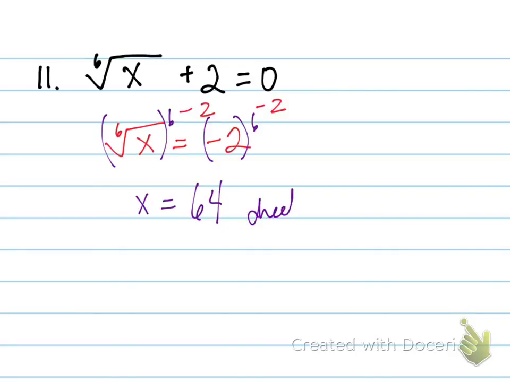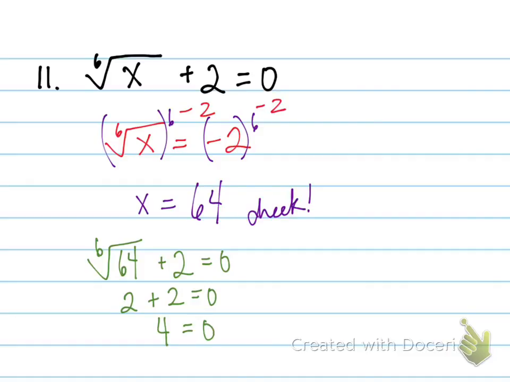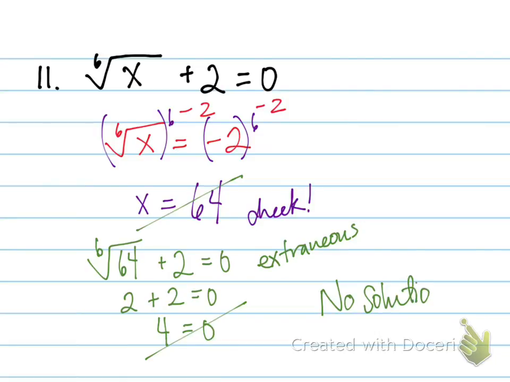Then I want to check it. So do not forget to check. If I plug it back into the original equation, I get the sixth root of 64 plus 2 equals 0. The sixth root of 64 is 2, then you end up getting 4 equals 0. That is not a true statement. So this is an extraneous solution. So your final answer would be no solution.